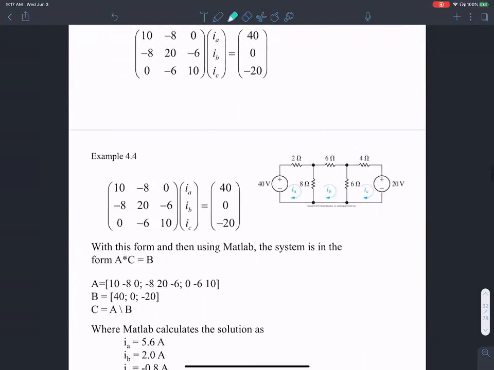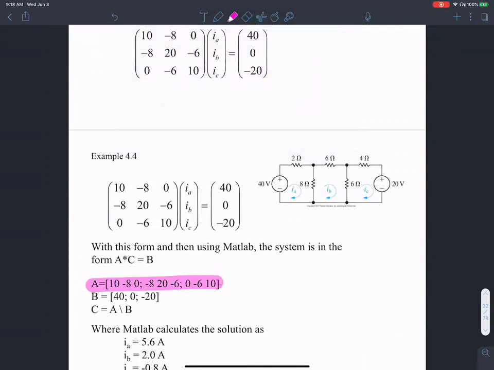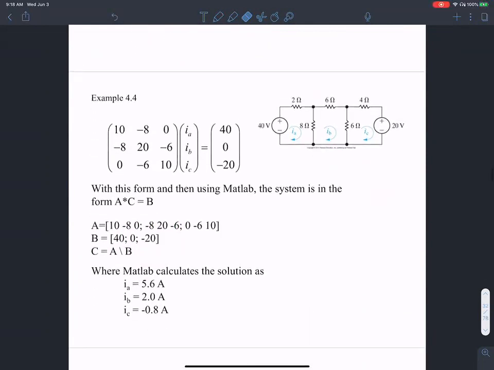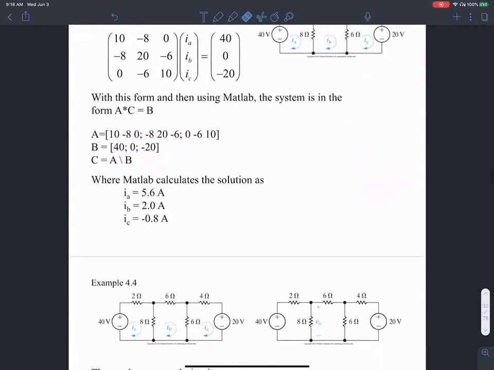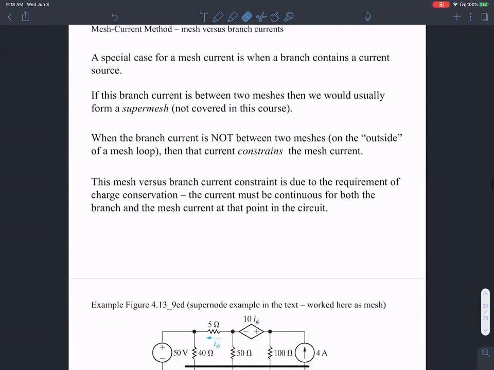Here is your code for MATLAB. A is written to be one line, B is that, and C is A over B. Then you get the value for C. All right, so that's the idea of the mesh current method.